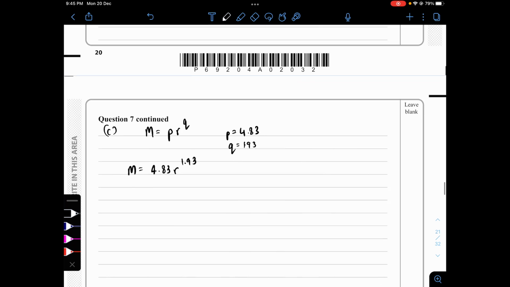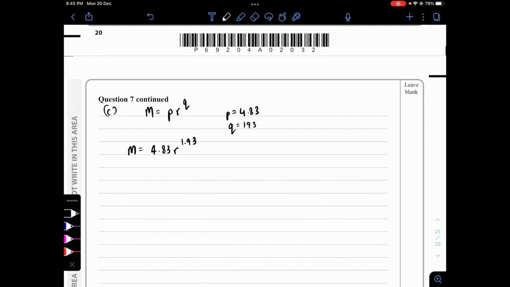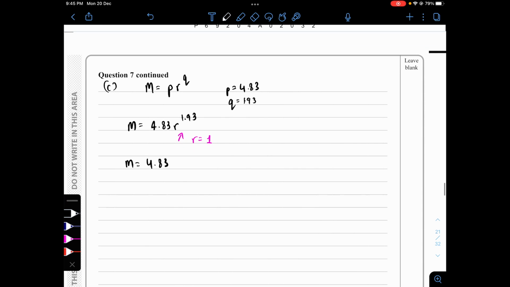So what do we know about this constant? We know when r is equal to 1, the mass will be 4.83. So we can just say p is equal to the mass when r equals 1, because we can't have r equals 0, can we? Because if we had r equals 0, then the mass will be 0, and that's not the case, is it?